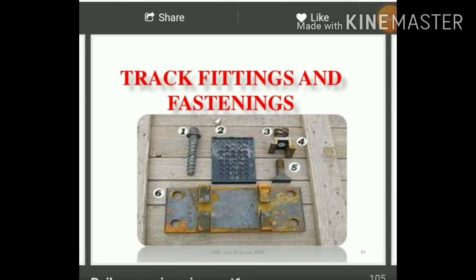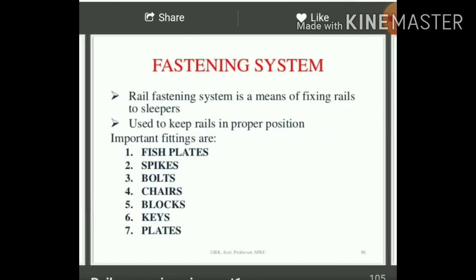Track fittings and fastenings. Rail fastening system is a means of fixing rails to sleepers, and it also involves connecting two rails together. For this purpose we can use different means, so there are fish plates, spikes, bolts, chairs, blocks, keys, plates, etc.